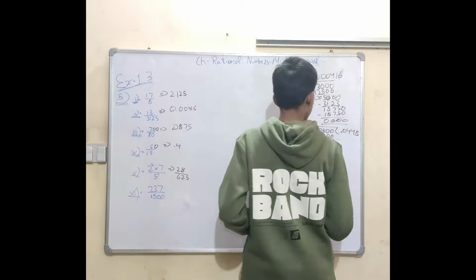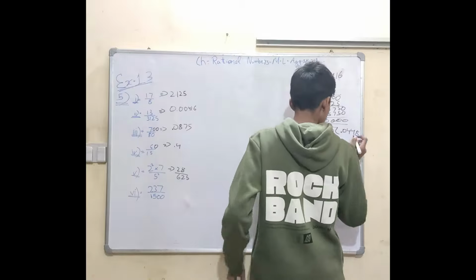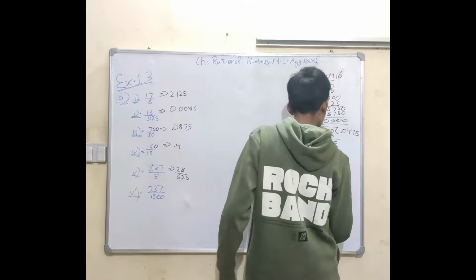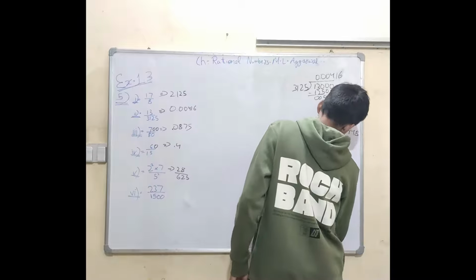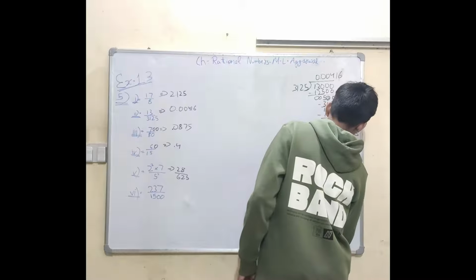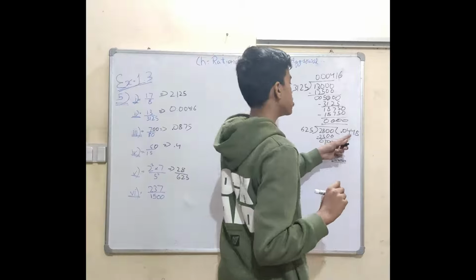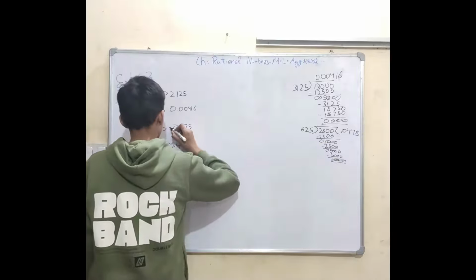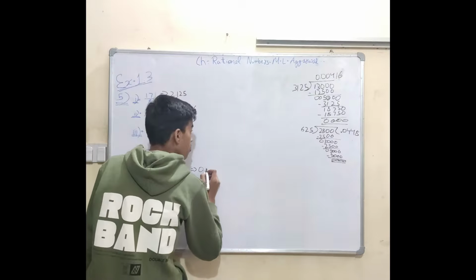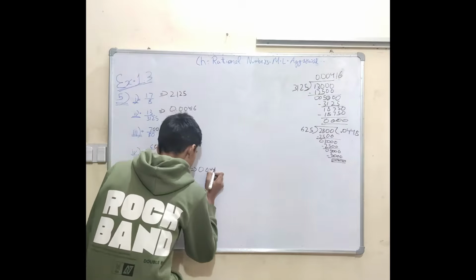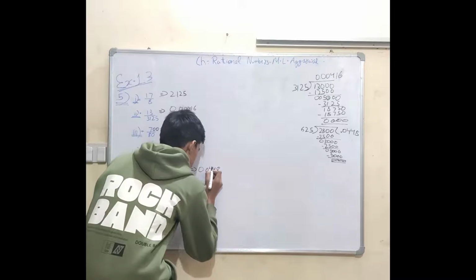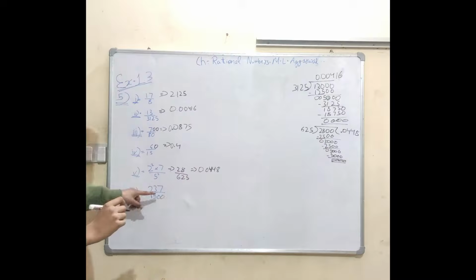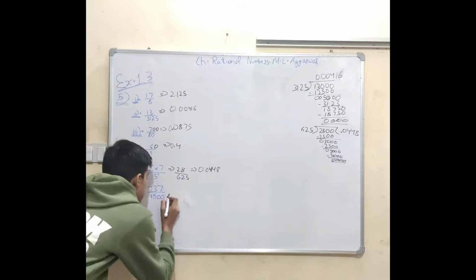Now we will do 8 times. Okay, so 8 times 625 is full 5000. We have nothing left, so it will be 0.448. 0.0448. Next is 237 upon 1500.